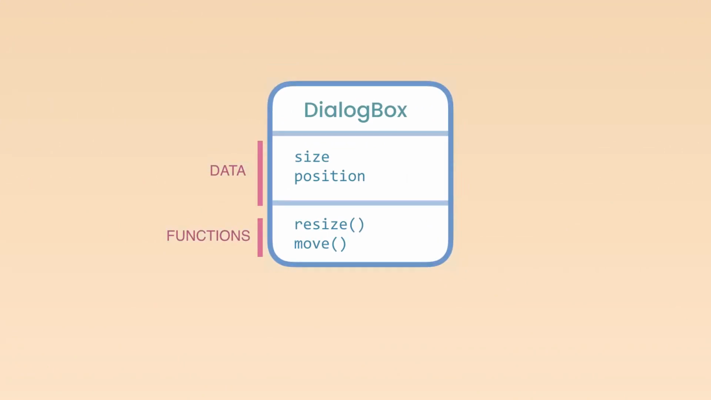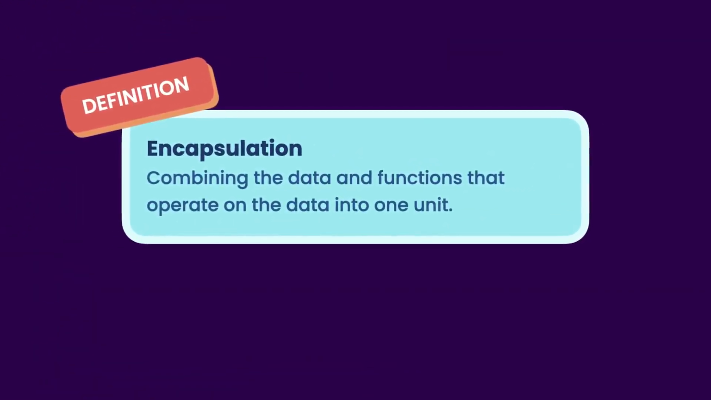This is one of the core principles of object-oriented programming and is called encapsulation. So encapsulation means combining the data and functions that operate on the data into one unit, which is a class or an object. Now, the terms classes and objects are often used interchangeably, but technically speaking, they're different. An object is an instance of a class, okay? All right, that's enough theory for now. So next, I'm going to show you how to define a class in C++.